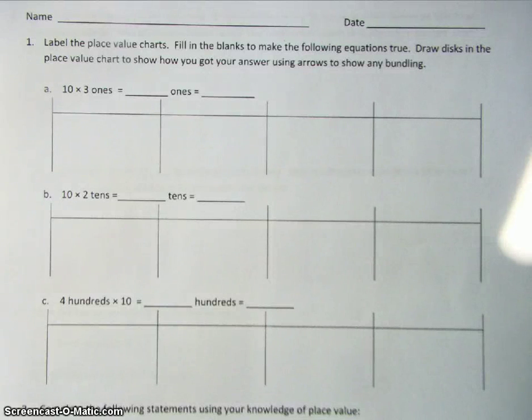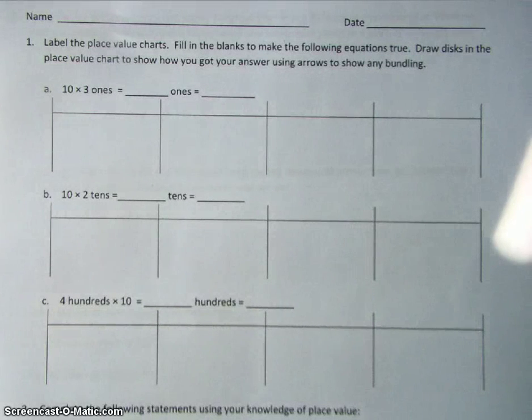Okay, so today we're going to start off with lesson 1. We'll be looking at interpreting a multiplication equation as a comparison. So we're going to label the place value charts, fill in the blanks to make the following equations true, and we're going to draw number disks in the place value chart to show how we got our answer using arrows to show any bundling. So for our first one here, we have 10 times 3 ones.